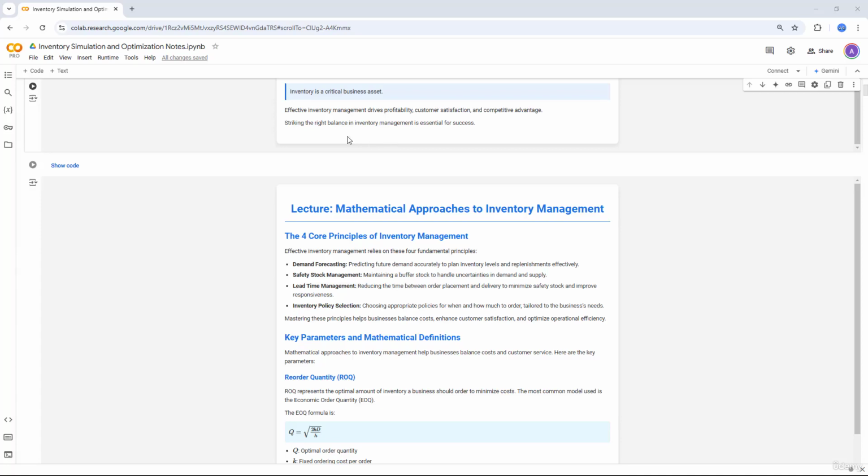Welcome back. Now let's talk about the four core principles of inventory management. This applies to any business, be it a large factory or a small cafe.